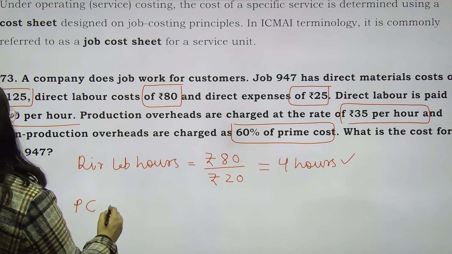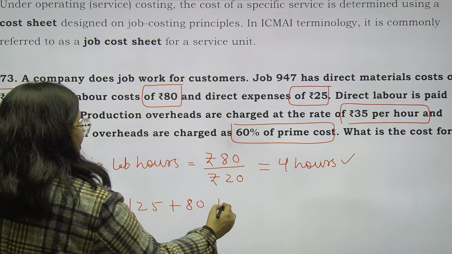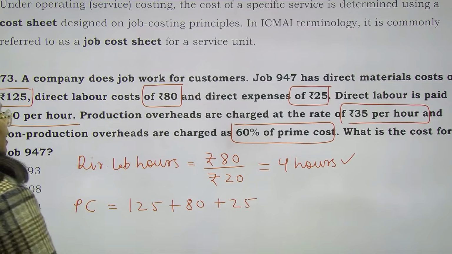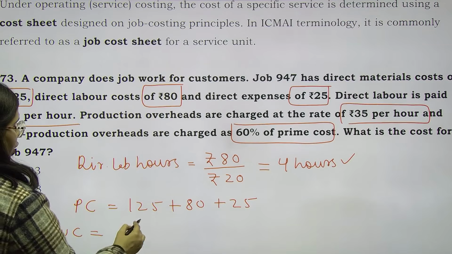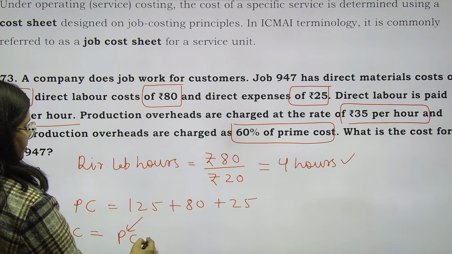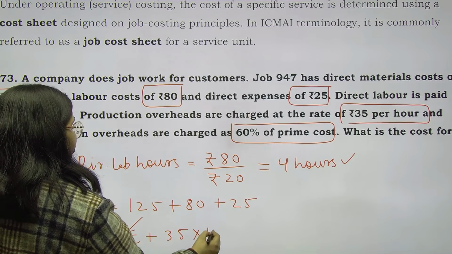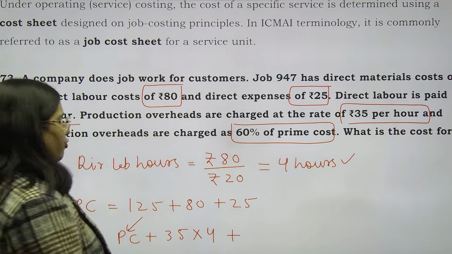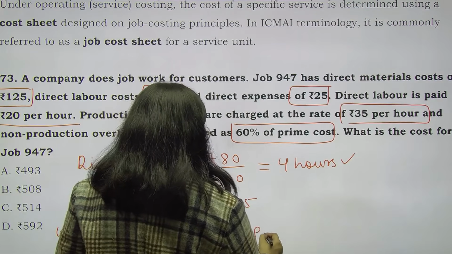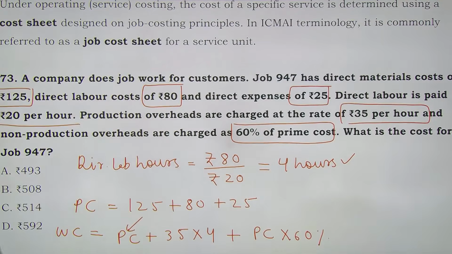Let's find out the prime cost first. 125 plus 80 plus 25. This is my prime cost, right? After that, what is my works cost? Prime cost को add कर देंगे. Production overheads कितने आएंगे? 35 multiplied by 4 hours. Plus, what are my other overheads? 60% of prime cost. So, prime cost का 60%. This is how I'll be able to calculate the total cost for this job.